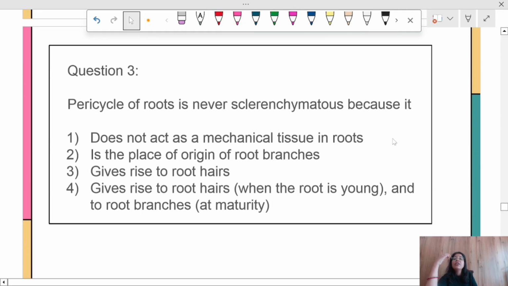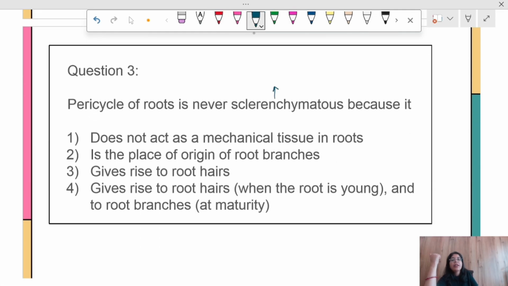The pericycle of the root is never sclerenchymatous because, what's the meaning of sclerenchymatous? Sclerenchymatous means dead. And the pericycle of the root, why can it never be dead? You know the reason, right? They have to divide and form lateral branches, or maybe in a dicot root they even have to make vascular cambium. So if they are already dead, how can they divide, right? So what is the reason?